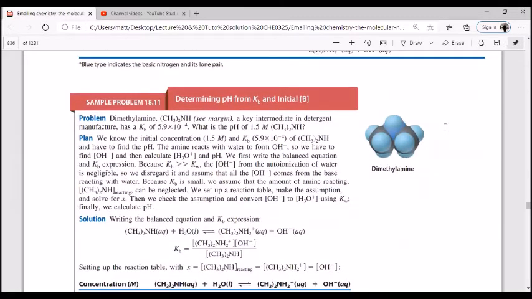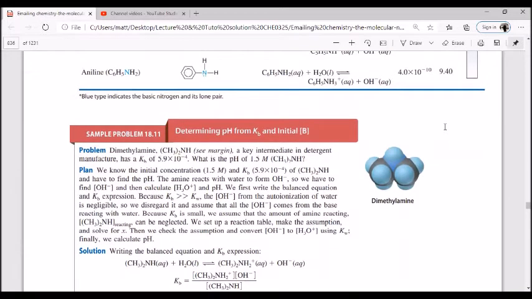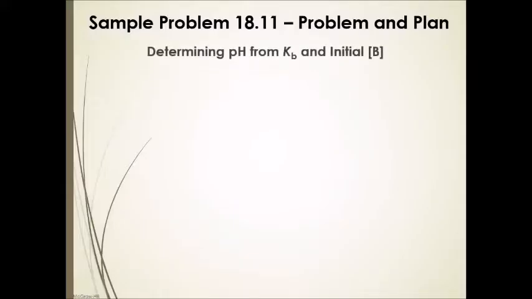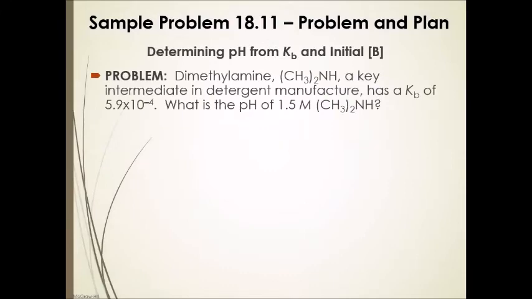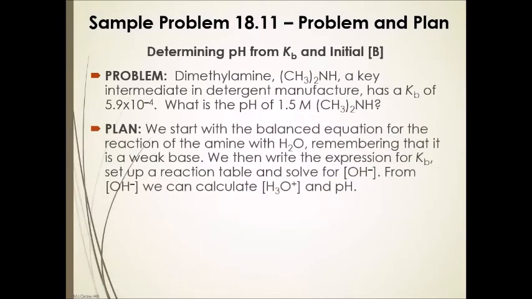Sample problem 18.11. Dimethylamine, (CH3)2NH, a key intermediate in detergent manufacture, has a Kb value of 5.9 times 10 to the negative 4. What is the pH of 1.5 molar (CH3)2NH? So the question now is calculating the pH. To get the pH, you need to find the concentration of hydronium ion at equilibrium, correct? Okay, I simplified this discussion into PowerPoint. Alright, what is the pH of 1.5 molar dimethylamine?